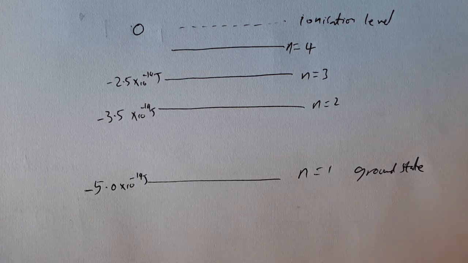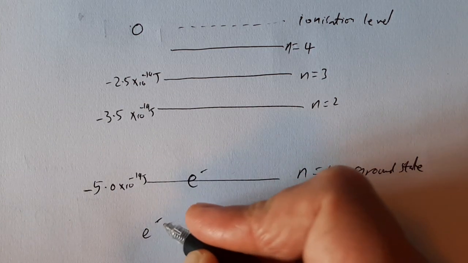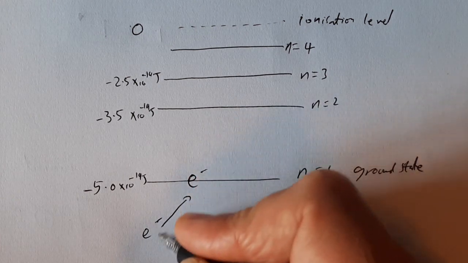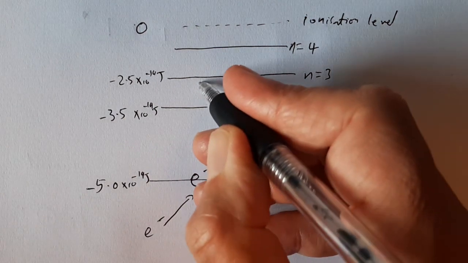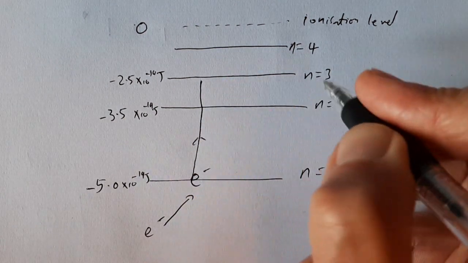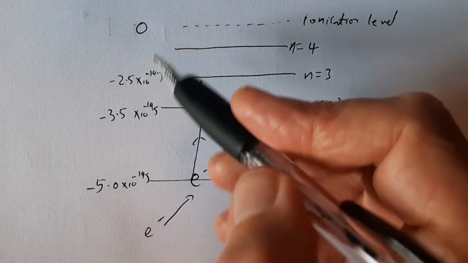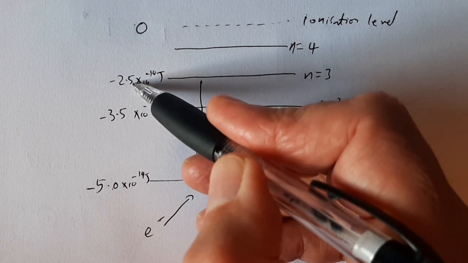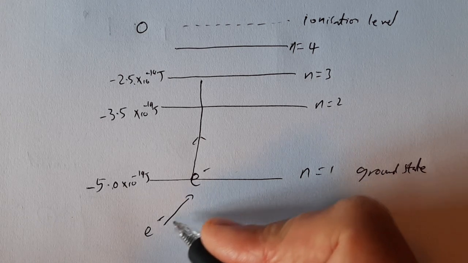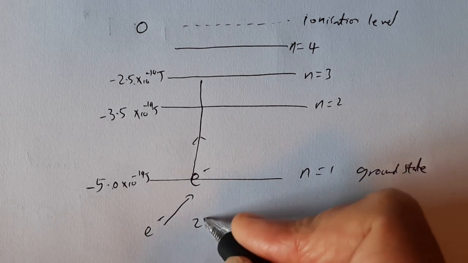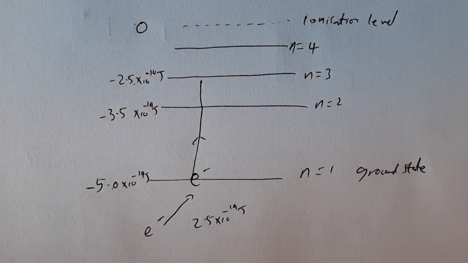So if an electron in the ground state has a collision with another electron, how much energy will be needed to excite the electron from n equals 1 to n equals 3? Well, the difference between 5 and 2.5 is 2.5. So we need 2.5 times 10 to the minus 19 joules of kinetic energy to cause that excitation.